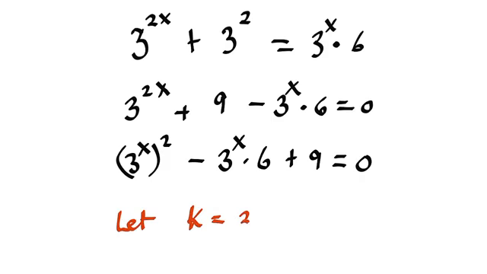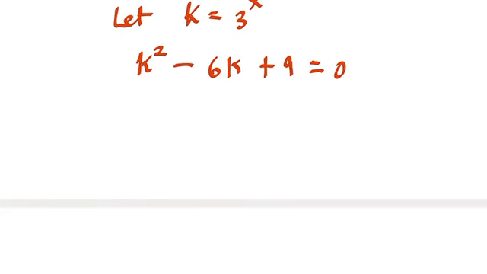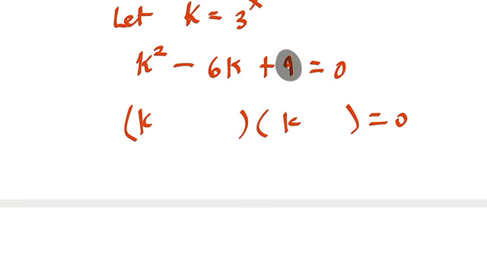Alright, so let k equal 3 to the power of x. So therefore, we're going to have k squared minus 6k plus 9, then equals 0. Alright, so from there, we are going to factorize. So now we'll be looking for the factors of 9 that when you multiply them together, the two factors will give us plus 9. And when you add them together, we're going to have minus 6.